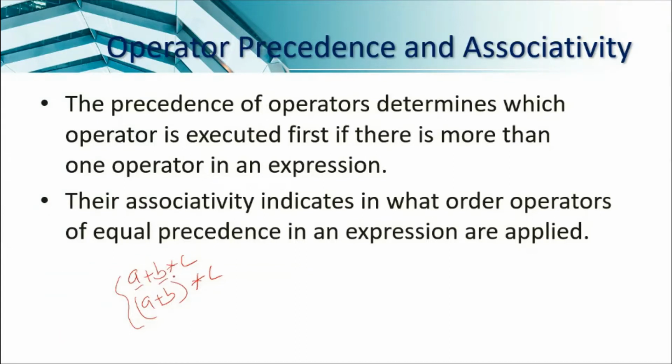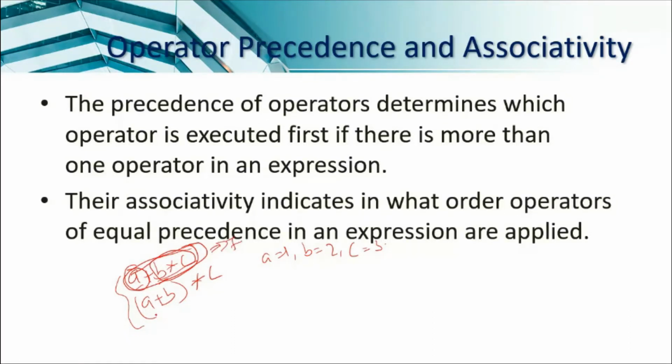In the first expression, first B into C will be executed, then the value of A is added to it. Suppose A equals 1, B equals 2, and C equals 3. In this expression, A plus B into C, first B into C is executed. So B into C is 3 into 2, that is 6. Then A is added to it, so 1 plus 6 is evaluated as 7.